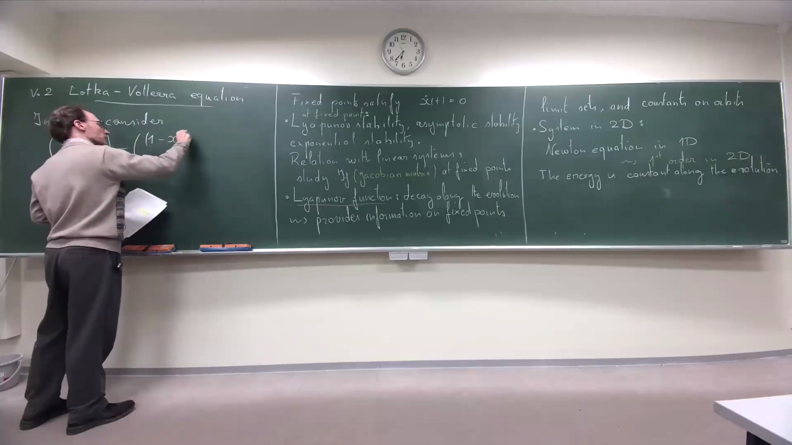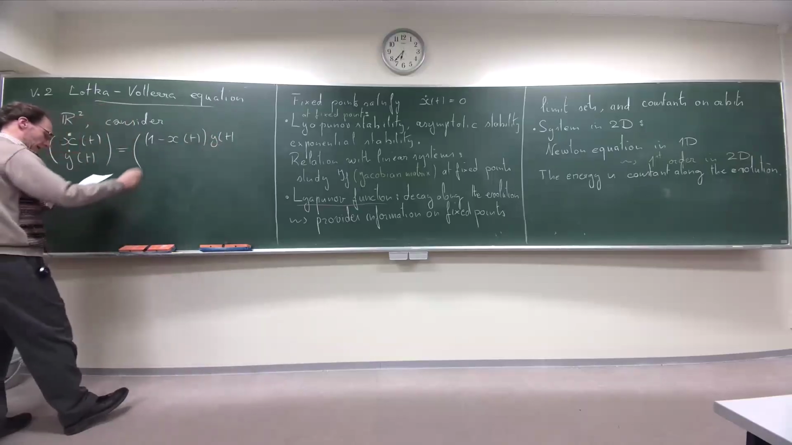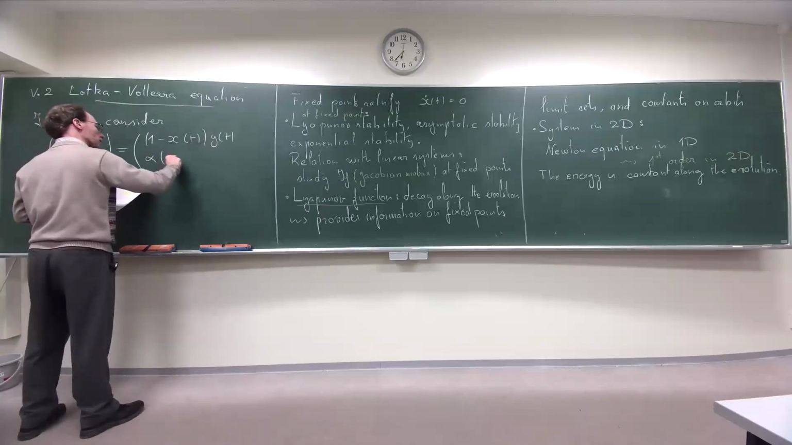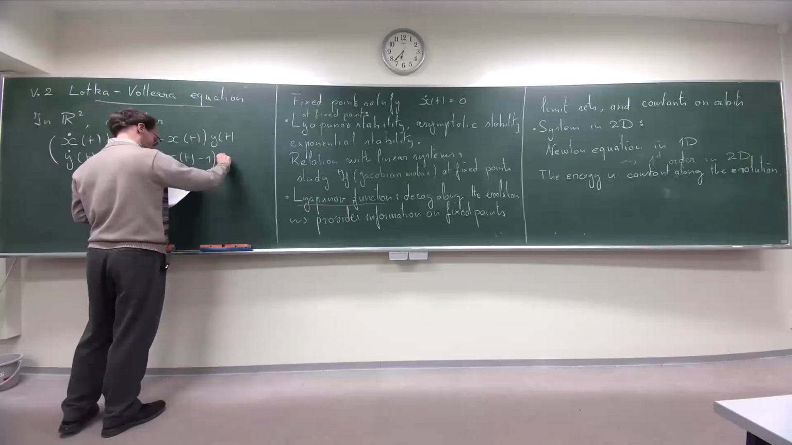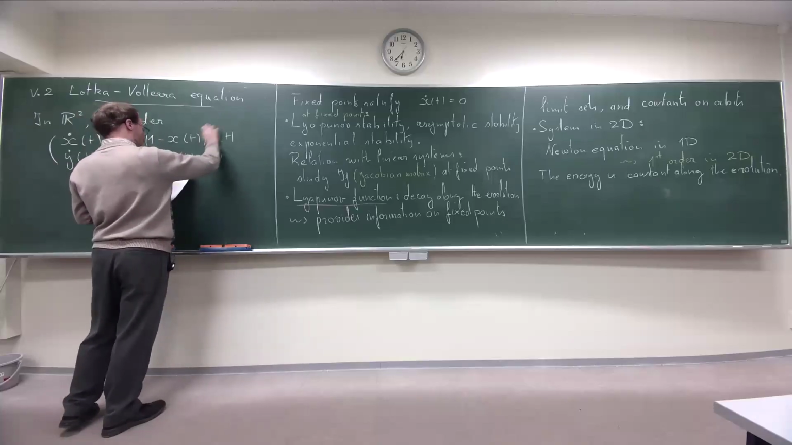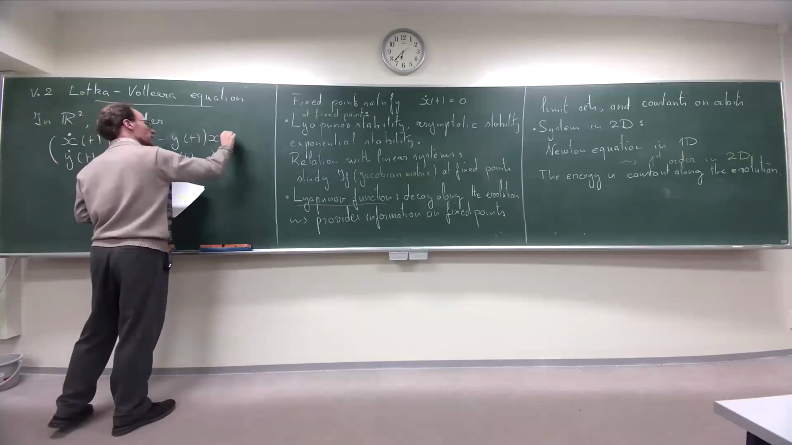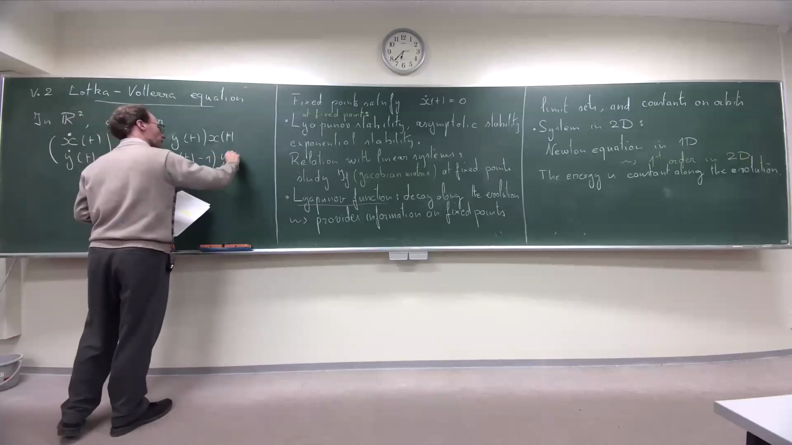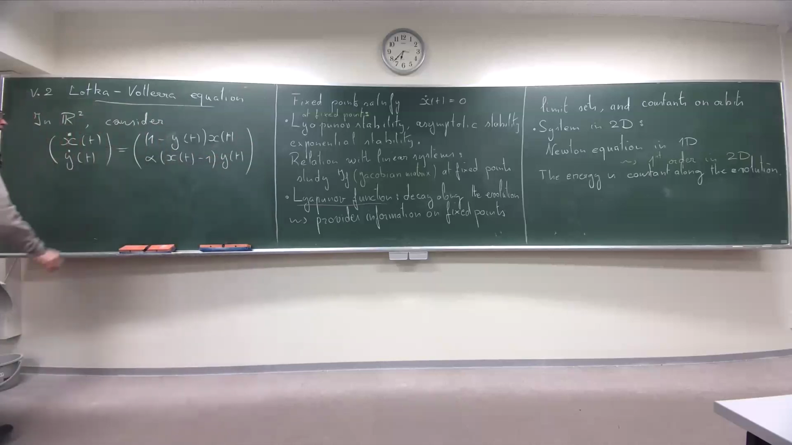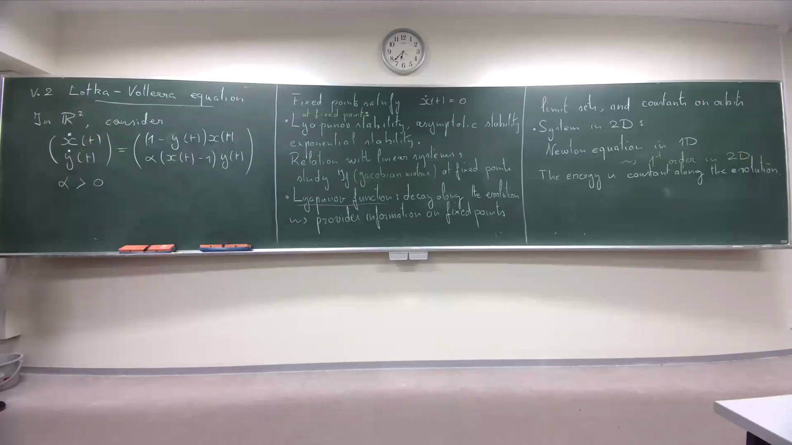1 minus x of t, y of t, and sorry, the y, and this is x of t. And here we have the opposite, y of t. And alpha is a real number bigger than 0. So this is a differential system we consider.